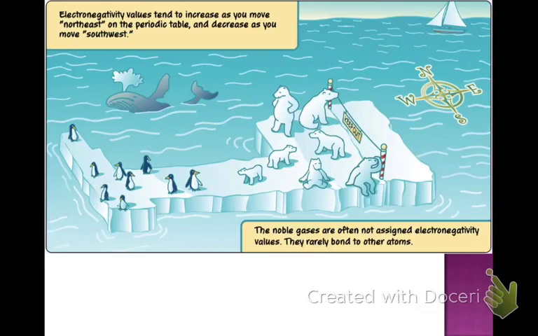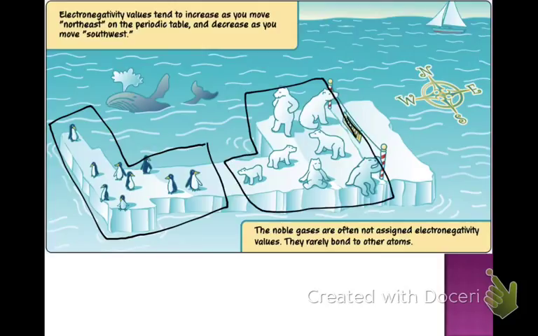Alright, so the bottom image shows us this kind of iceberg here. Electronegativity values tend to increase as you move northeast on the periodic table and decrease as you move southwest. So let's take a look at the animals that are here. We have penguins on this side and polar bears on this side. Let's also take a look at the relative sizes of each of them. Down in the penguin section, this little guy is probably the teeniest, tiniest little penguin there. The larger penguins are around here and here.